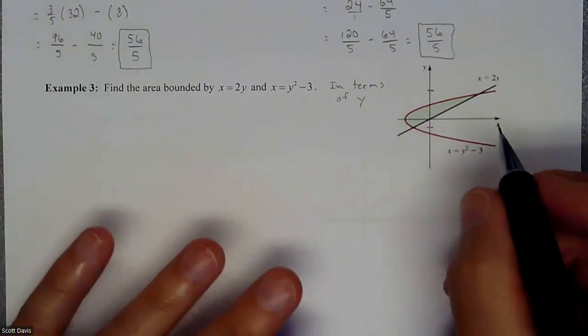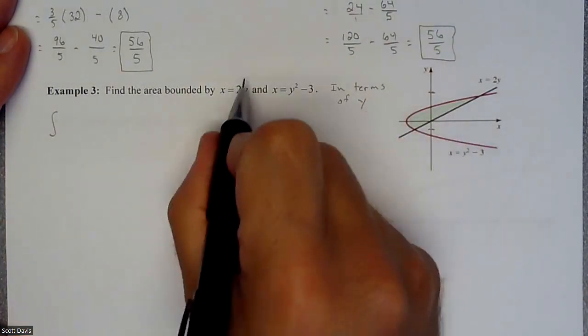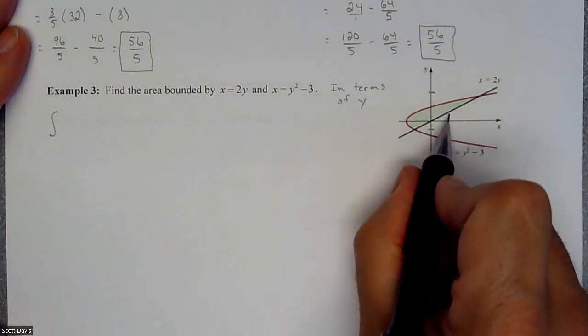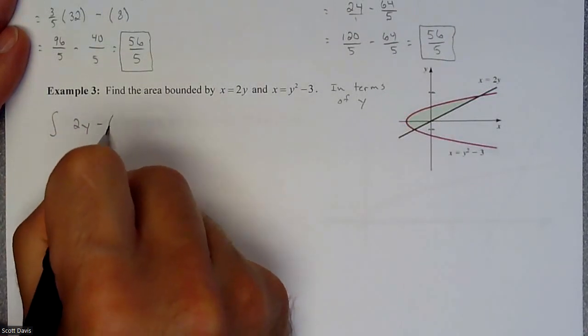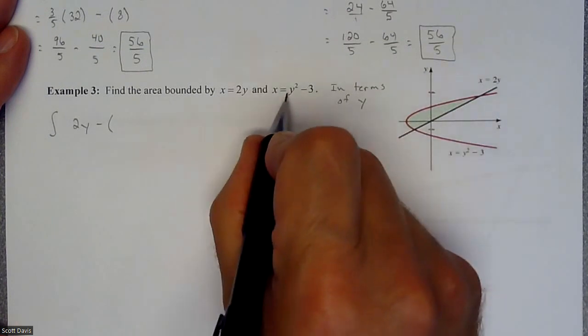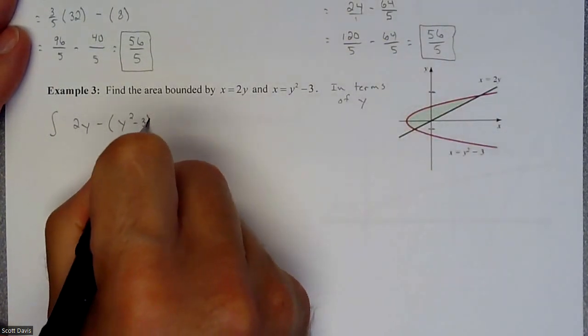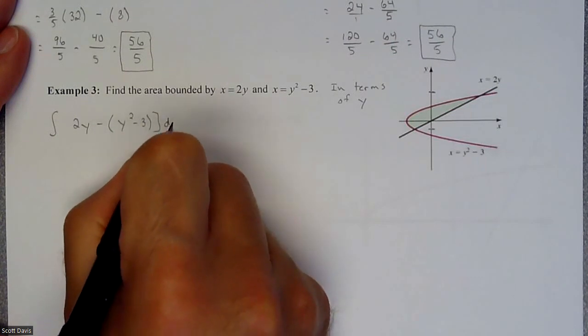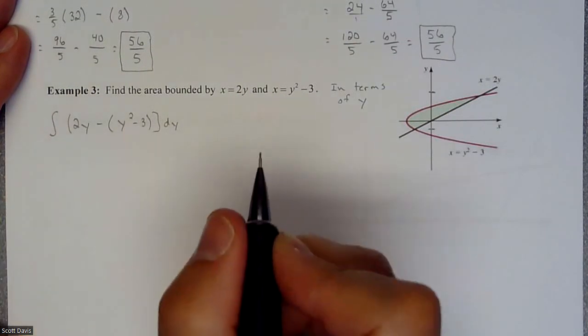So first thing is, I don't know where they go. I do know that the equation on the right is our linear. So we're looking at 2y minus the equation on the left, which is our parabola, so y squared minus 3. And we're going to be doing the derivative with respect to y. We just don't know from where to where.